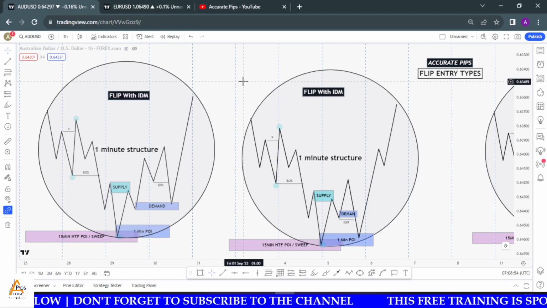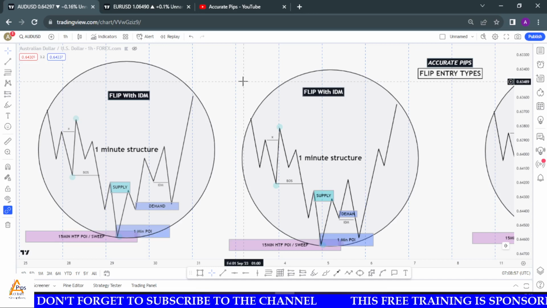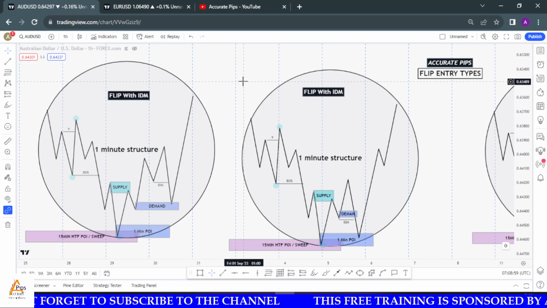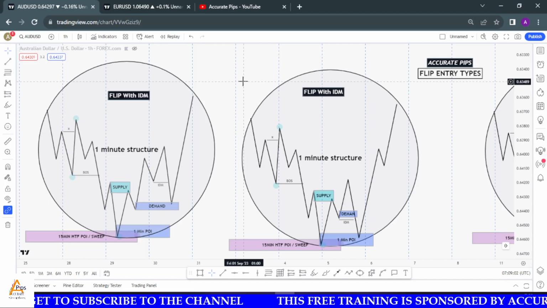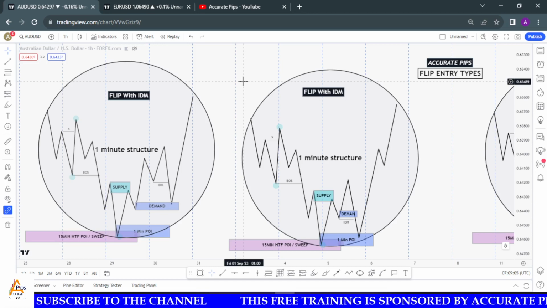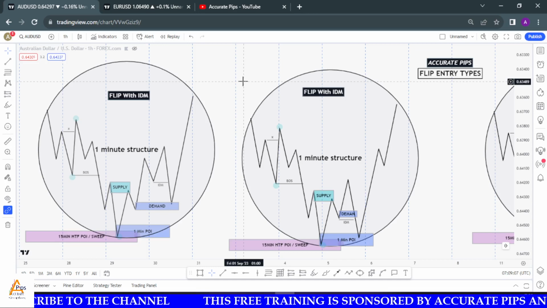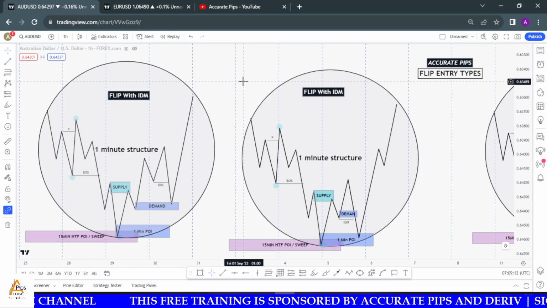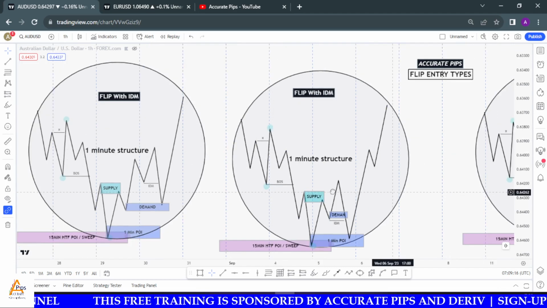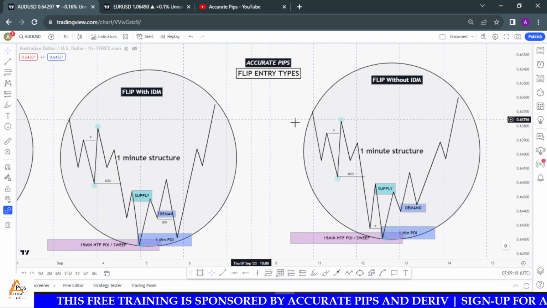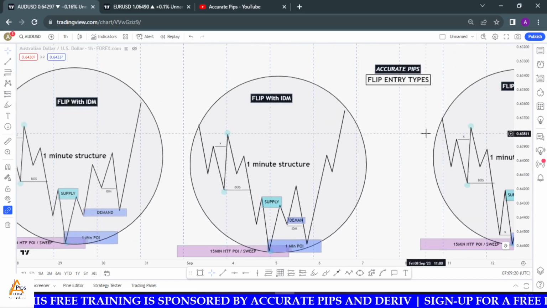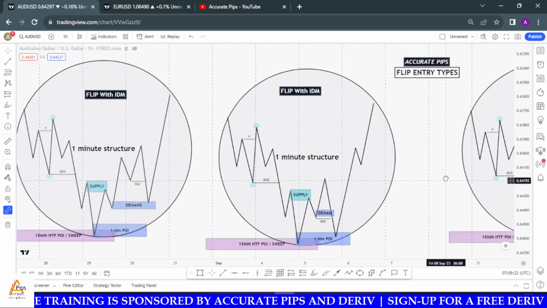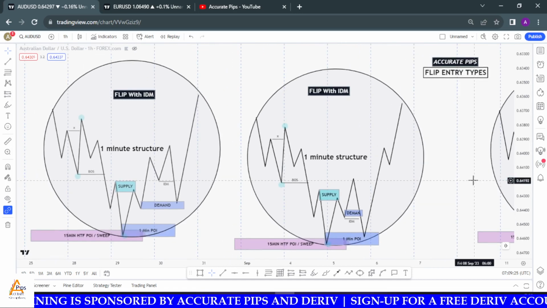So now let's look at the two ways we can use the flip entry types. Just like we had for the chalk, the flip also has two types, and that is the flip with inducement, as you can see here, and then the flip without inducement, which is here. So we will come there, I'll come and explain that also. First, let's start with the flip with inducement.